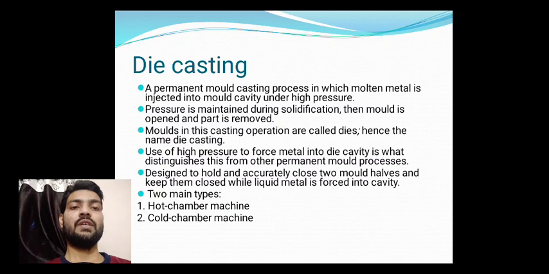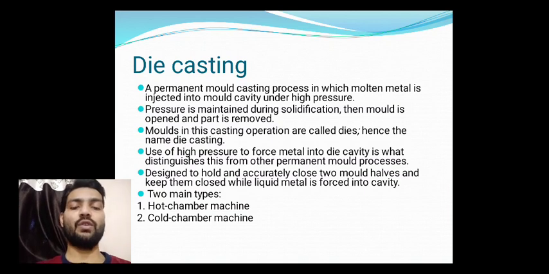Die casting: a permanent mold casting process in which molten metal is injected into the mold cavity under high pressure. Pressure is maintained during solidification, then the mold is opened and the part is removed. Molds in this casting operation are called dies, hence the name die casting. Use of high pressure to force metal into the die cavity is what distinguishes this from other permanent mold processes, designed to hold and accurately close the two mold halves and keep them closed while liquid metal is forced into the cavity.